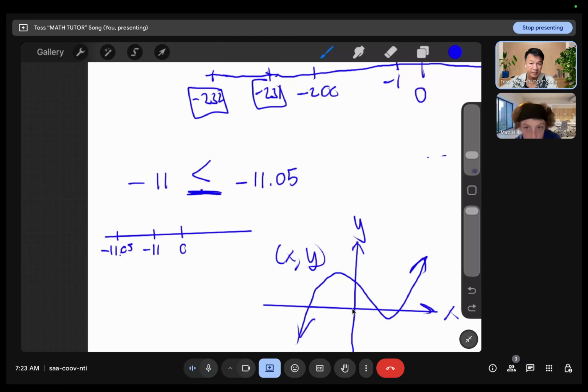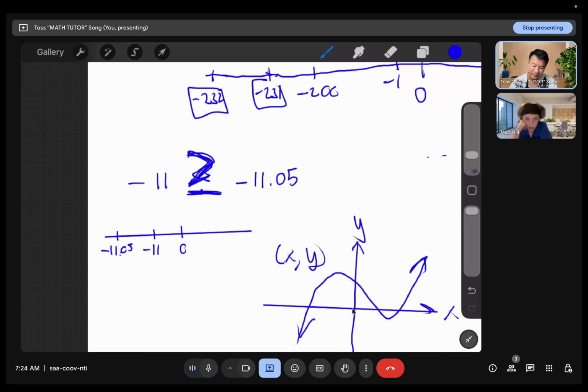Okay, so you can also say that negative 11.05 is further away from zero. It's less than, right? Yes. Okay, so do you see why it's confusing? It's very confusing, but I know it's either right or wrong. So it's less than if you were to scan it from left to right.